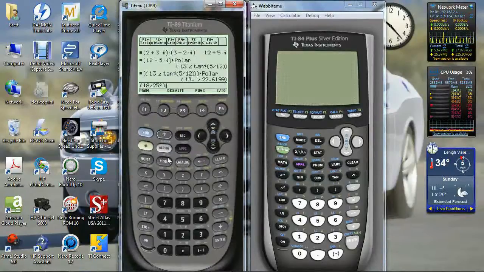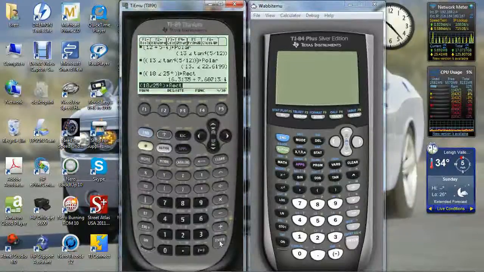Close parenthesis, and now I want to convert it, so I'm going to hit second, mode key for the arrow to the right, and this time I'm going to type Rect, R-E-C-T. Make sure that the R is capitalized. And I'm going to do an approximate. And I have 16.3 and 7.6i.